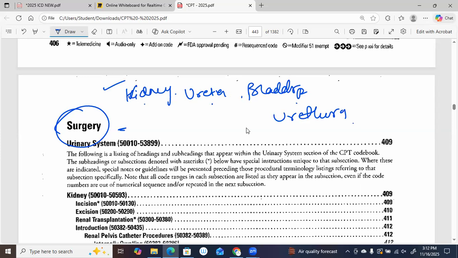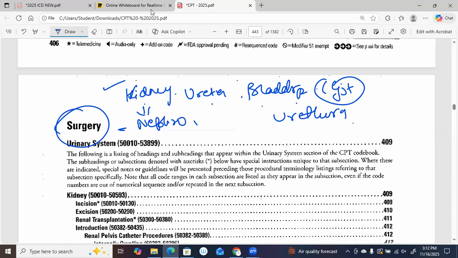In our CPT manual, kidney is referred to as nephro. So whenever you see the word nephro in our manual, it represents the kidney. And for bladder, the word used is cyst. So whenever during a procedure you see the word cyst, that represents the bladder.